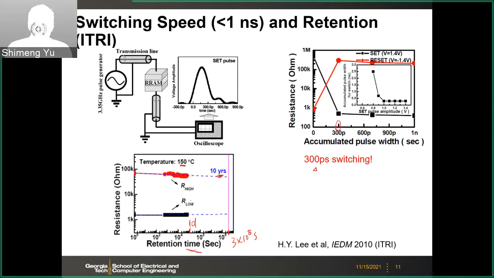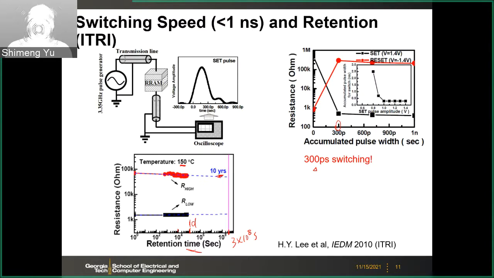Because here you only test up to 1 day, and after that you don't know, right? Maybe the device will suddenly fail like this. So it's not accurate to do this kind of simple extrapolation. What you should do is to do this Arrhenius plot, 1 over kT, right, as you have done in your homework.